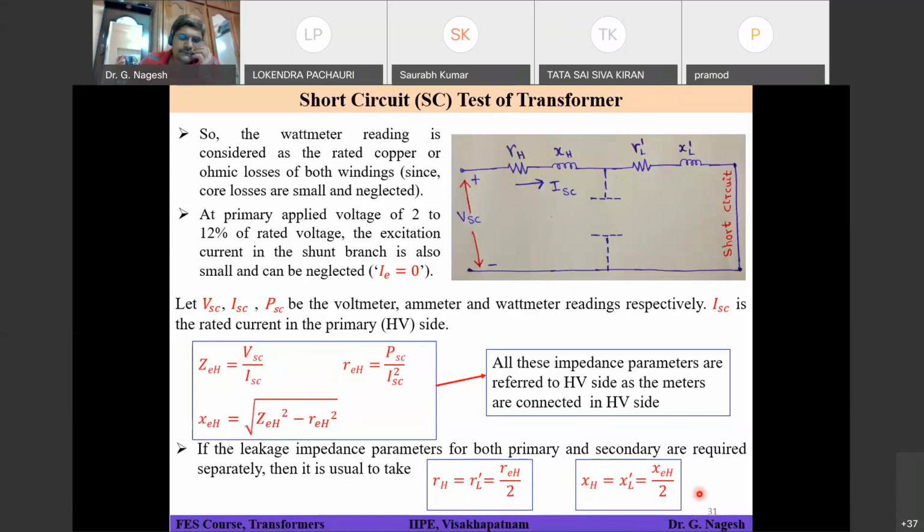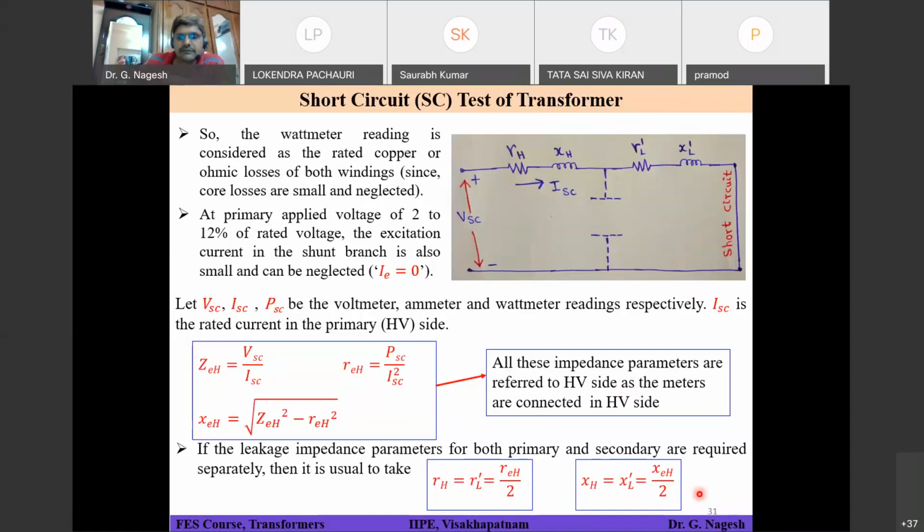Got it? So that means, Sir, RH and RL dash will be same if N2 equals N1. Why are you linking N2 and N1 to this? No, because R dash L and X dash L are coming from the N2 N1 relation, sir. Okay. So tell me the formula for RL dash in terms of RL. Sir, it is N2 by N1 square. Sorry, N1 by N2 square into RL.